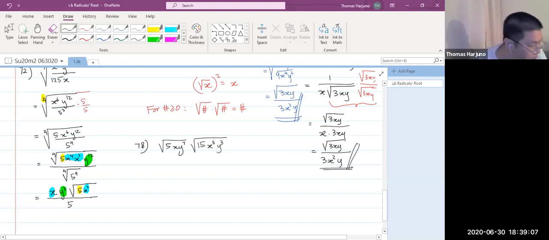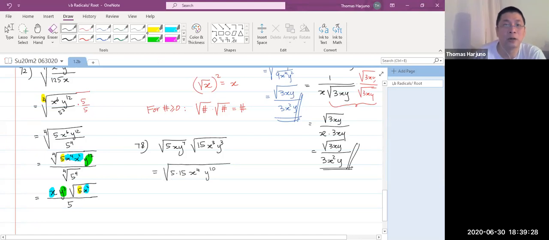Of course, there are many ways to do this problem, at least 3 different ways. But if you ask me to do this problem, I will do it this way first. I will put them together under one square root. So I will get 5 times 15 x to the 4th, y to the 10th.